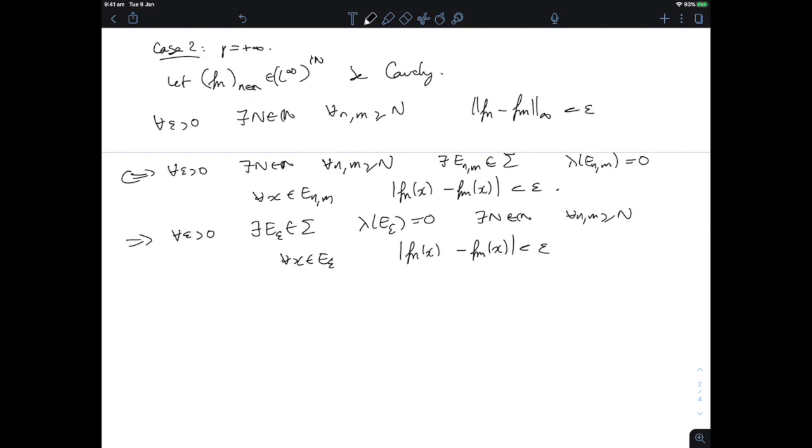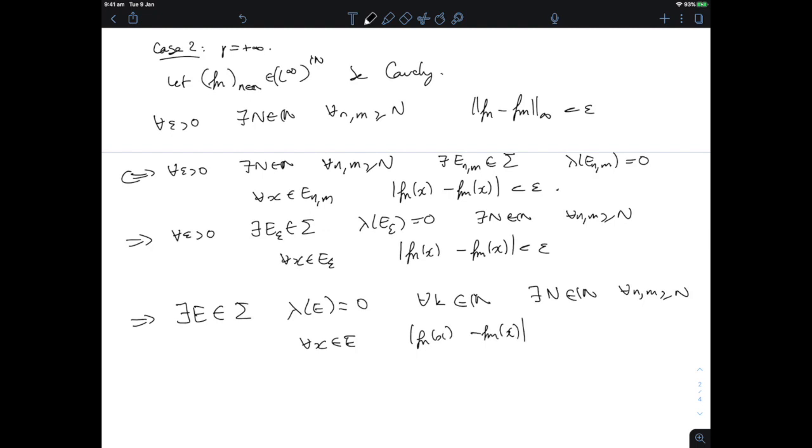Now, what I could do, I could even make that even more uniform. I could take the union of all of these E_epsilon over a collection of epsilon that's countable. And again, countable families of sets of measure 0 have measure 0. So what I could get is that there exists a set E in sigma that has Lebesgue measure 0, and that is such that for every, let's say, k in N, there exists a capital N, such that above that capital N, for every x outside E, |f_n(x) minus f_m(x)| is smaller than 1 upon k. But that is really telling me that there exists an E in sigma that has measure 0, such that for every x outside that E, f_n(x) is Cauchy in R, right, as a sequence of real numbers.